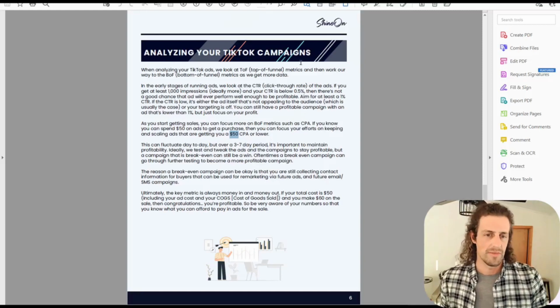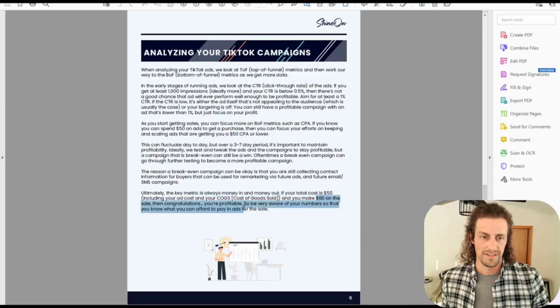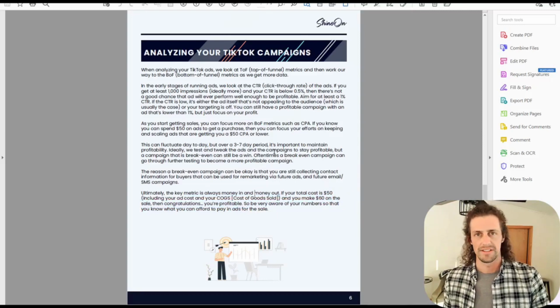But to keep things really simple, ultimately you can look at the key metric of money in and money out. If your total cost is $50, you make $60 on the sale, then congratulations, you're profitable, right? So just keep an eye on things, keep an eye on profit, and don't let things go too far. Monitor it each day, and just make sure that you're getting the results that you need.